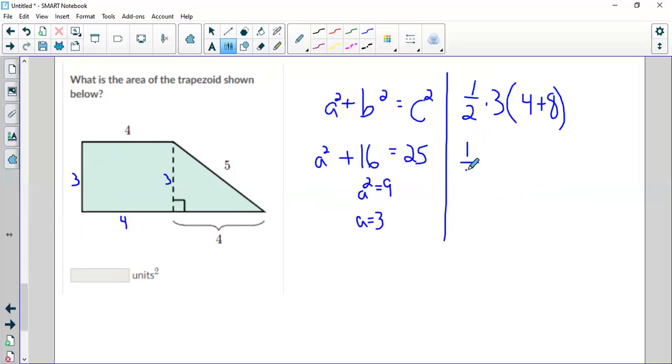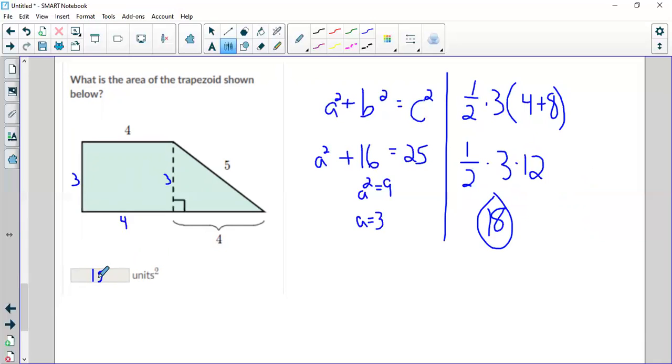And once I get to here, it's 1/2 times 3 times 12. I can multiply in any order, commutative property. I'm not going to do 1/2 of 3 because that's a decimal. I'm going to do 1/2 of 12. 1/2 of 12 is 6. 6 times 3 gives me a final area of 18. That's one way to do it.